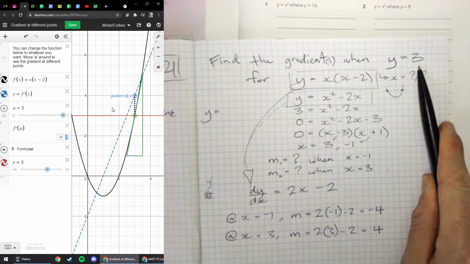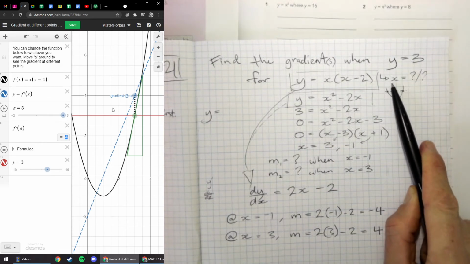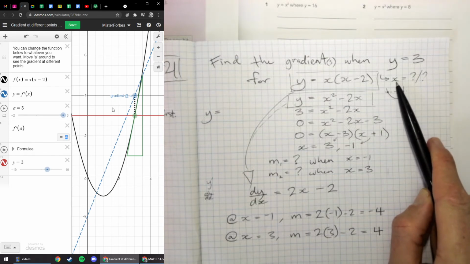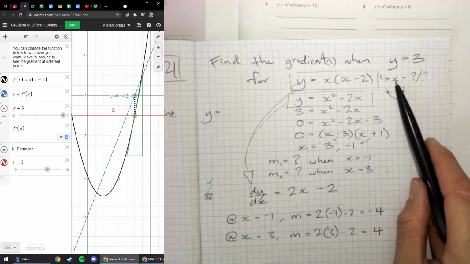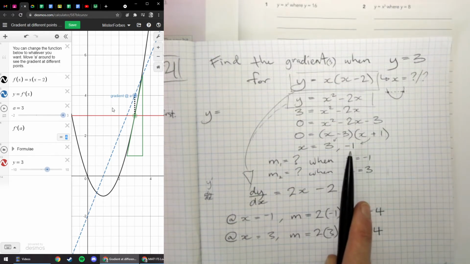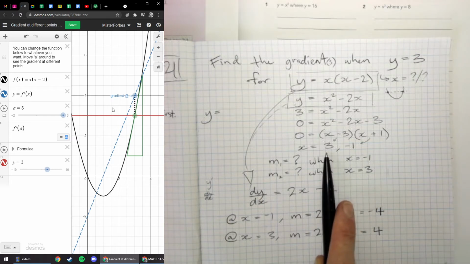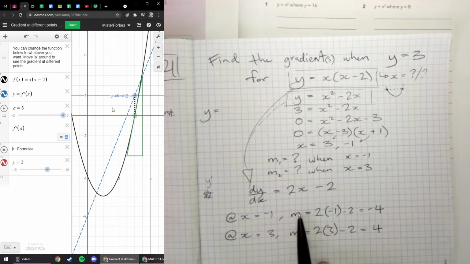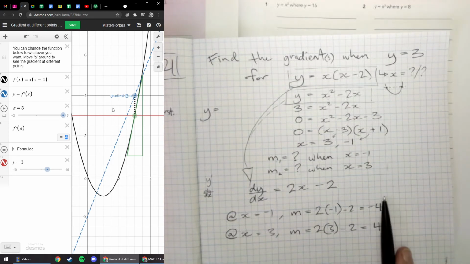So we're looking for when y equals 3, we find those two x values for that point. Sometimes it's 2, sometimes it's 1. It could be more, but I doubt they would ever hit you with that. So the two values we found were 3 and negative 1. Then what we did was we substituted those values into the derivative, and then that was used so that we could find our gradients at both of those points.